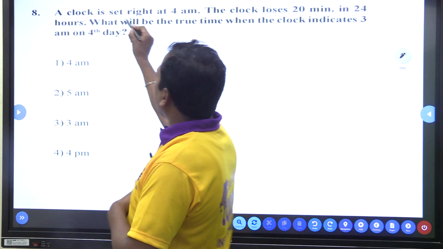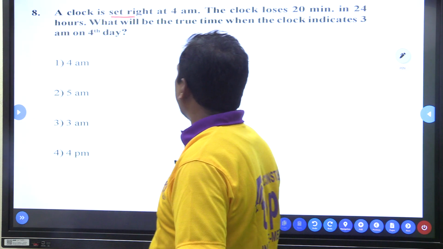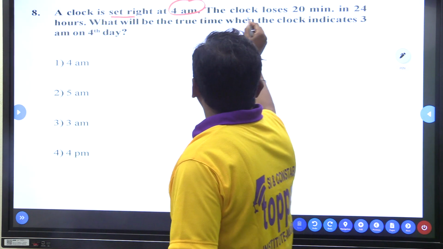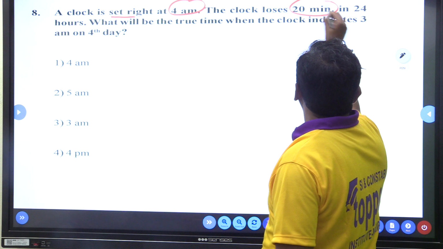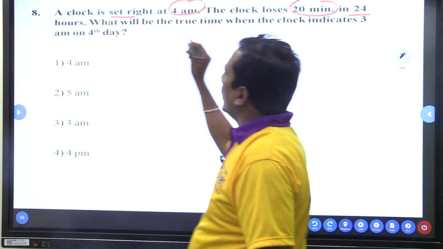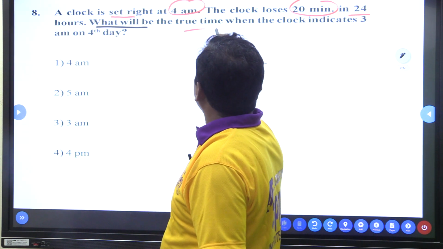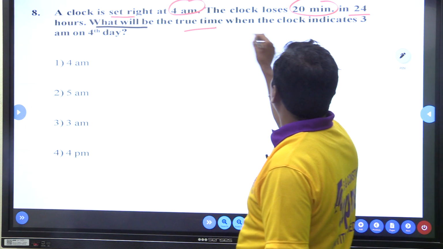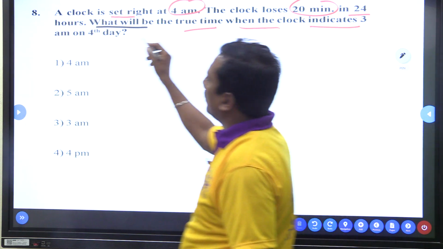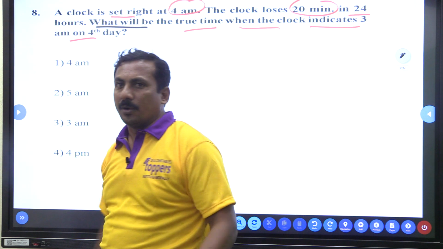A clock is set right at 4 a.m. and the clock loses 20 minutes in 24 hours. What will be the true time, or exact time, when the clock indicates 3 a.m. on the 4th day? Okay, good.